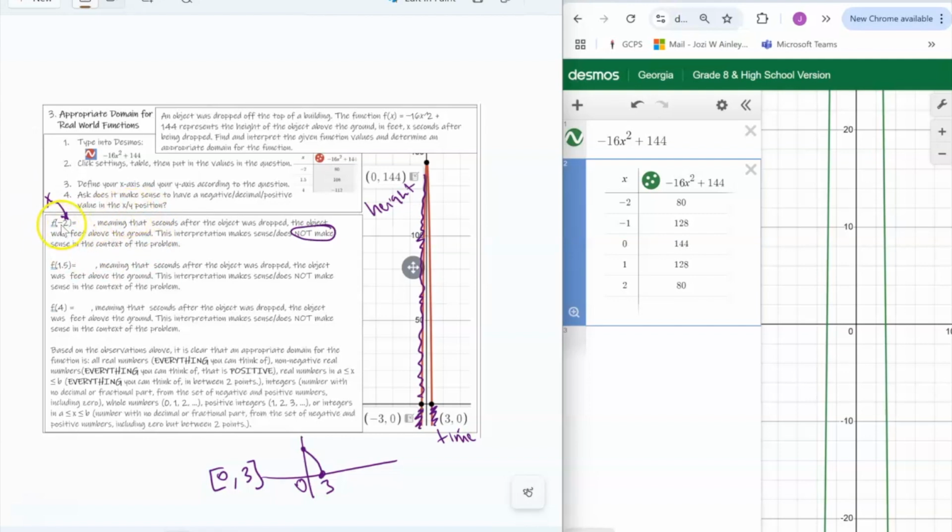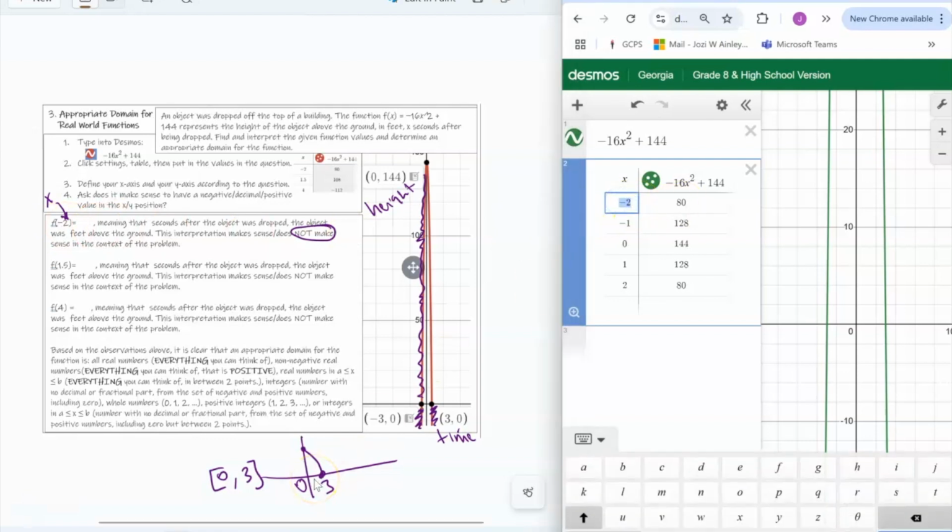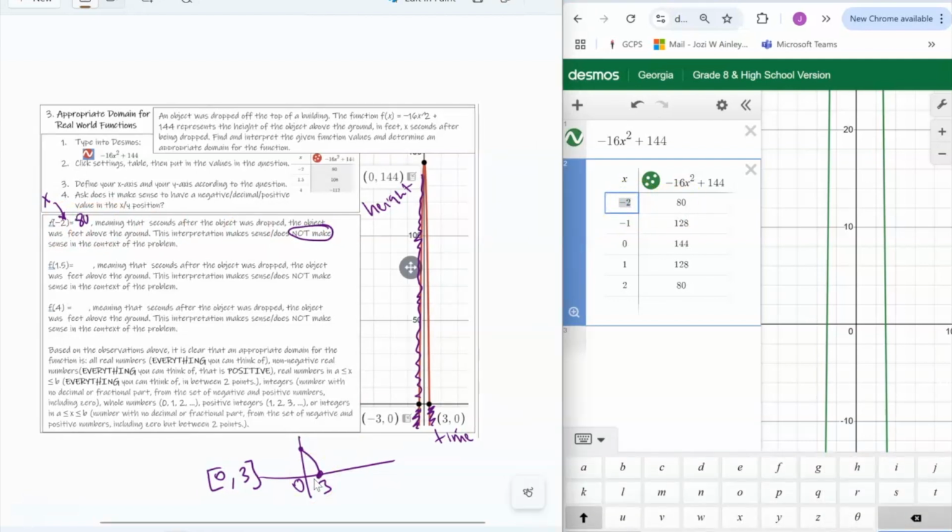All right, so evaluate f of -2. So I go to where x is -2, it's going to be 80. Okay, that means that 80 seconds after the object dropped, the object was how many feet up? Oh, I'm sorry, it wasn't 80. I didn't read that. Meaning that something seconds, so the time was what? -2 seconds. So meaning that -2 seconds after the object was dropped, the object was 80 feet above the ground.